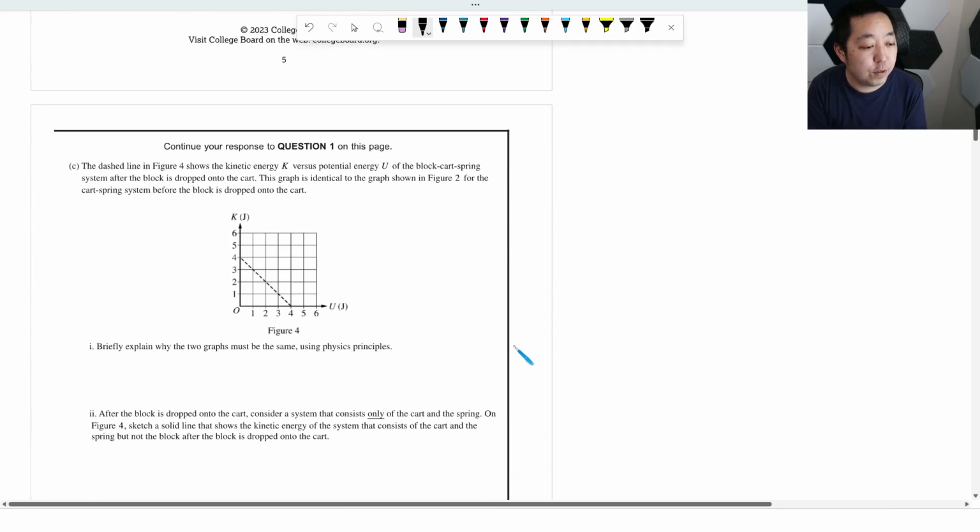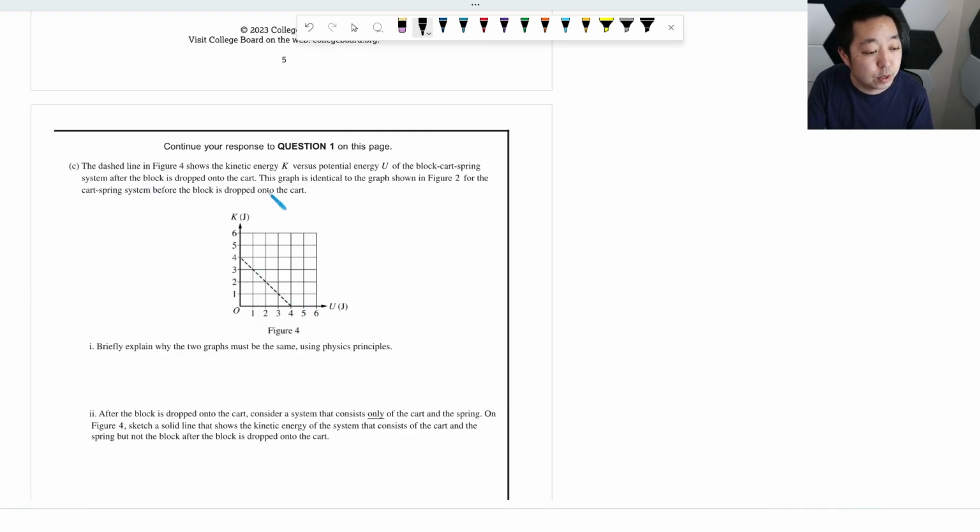The dashed line in the figure shows the kinetic energy K versus potential energy of the block-cart-spring system after the block is dropped into the cart. The graph is identical to the graph shown in figure 2 for the cart-spring system before the block is dropped in the cart. Briefly explain why the two graphs must have the same shape using physics principles.